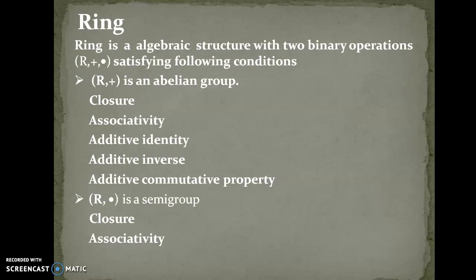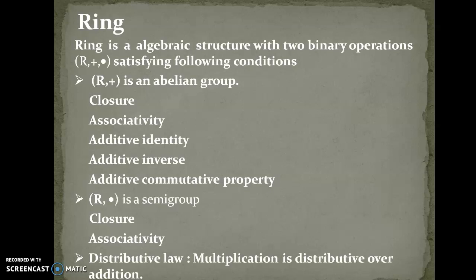Then R under the operation multiplication is a semi-group, so a semi-group should have the properties closure and associativity. And finally, the distributive law should be true, that is, multiplication is distributive over addition, in this particular case for the algebraic structure to become a ring.